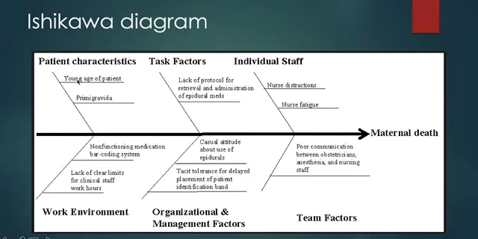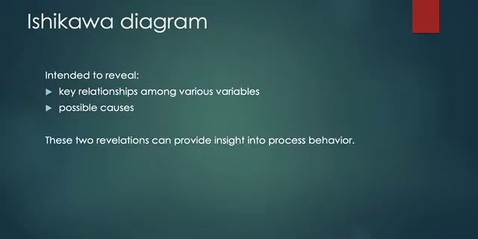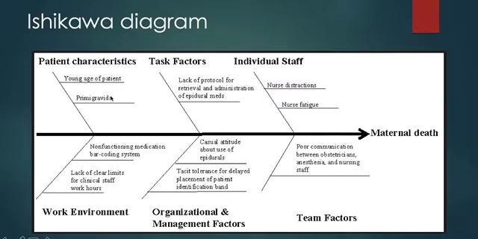Patient characteristics. So young age of patient and prima gravida. These are not things that we have control over, right? So we can't control the age of the mother. We can't control if she's giving birth early or not. So they're not going to be that helpful. We can't solve these particular causal factors, but they may contribute to some other things here. And remember, one of the things that we're trying to do is identify relationships among the variables. So that's why they include that there.